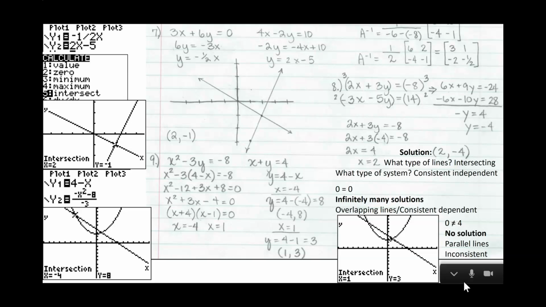Then for the second one, again, if I'm going to put it in my calculator, I got to solve it for y first. So I'm going to go ahead and get y by itself. So to get y by itself, I'm just going to subtract the 4x to the other side and then divide both sides by the negative 2. All right. So I've got y is equal to 2x minus 5. So again, if you put 0 in for x, you get negative 5 for y. So that's going to be down here somewhere.